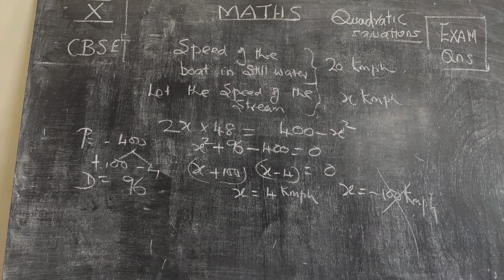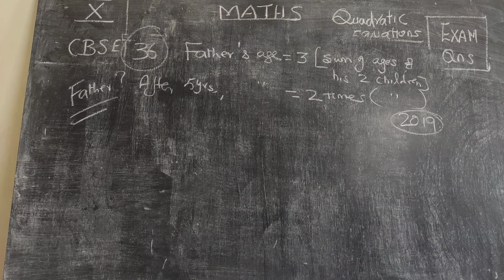Now I will go to question number 36. This is the last problem for the video. Invariably the students are making mistakes. Very few students only do it correctly. What is the hitch? Father's age is equal to 3 times the sum of the ages of his 2 children, and after 5 years father's age will be 2 times the sum of the ages of his 2 children. The first equation they do correctly, mostly.